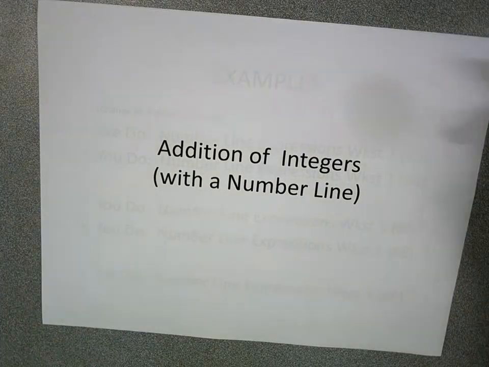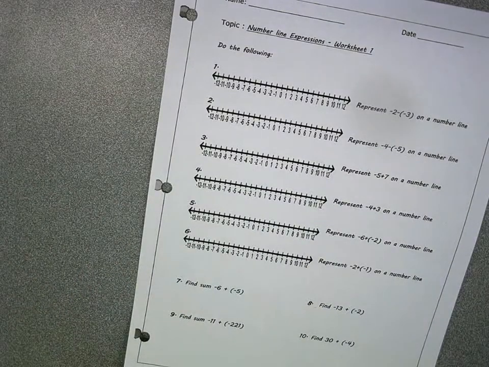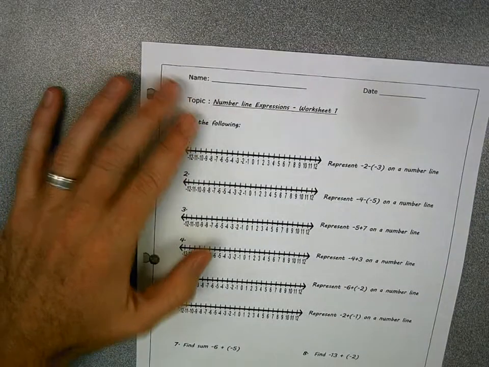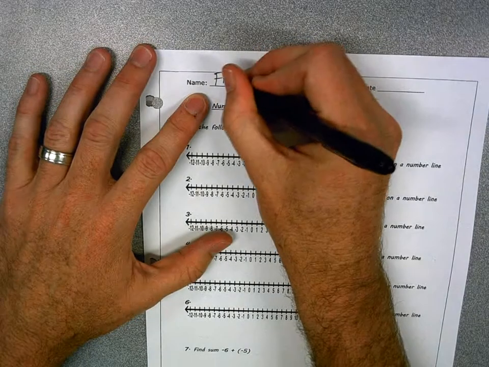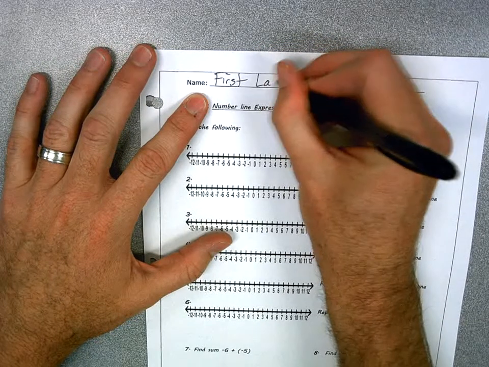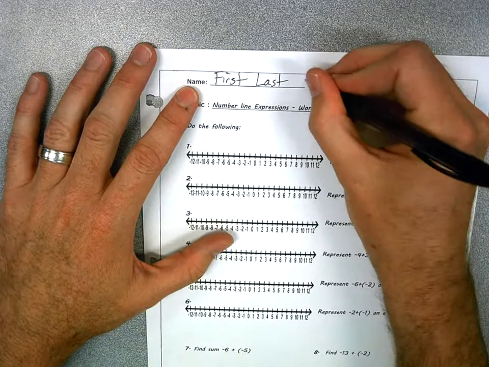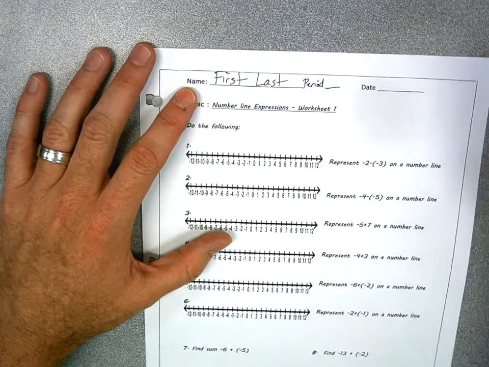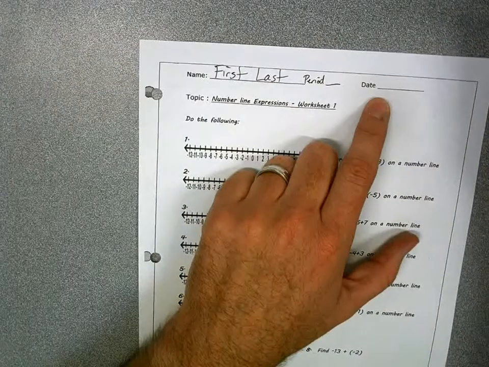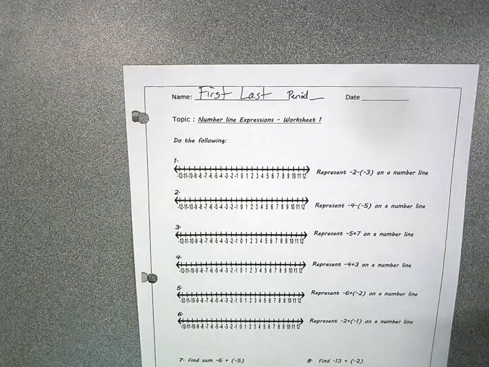Addition of integers using a number line. Now there are a few little mistakes on this paper. Let's start off with the non-mistakes, and let's make sure our name, period, and date are up at the top. Remember, guys, first and last name. Make sure you put the period on there and fill out the date.